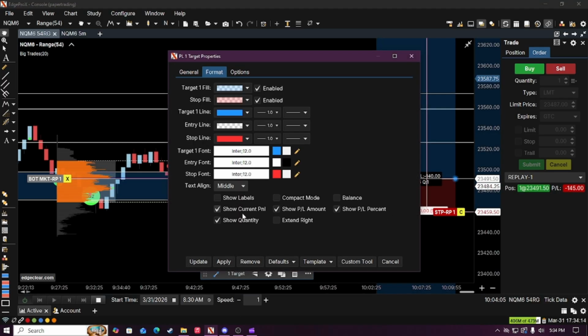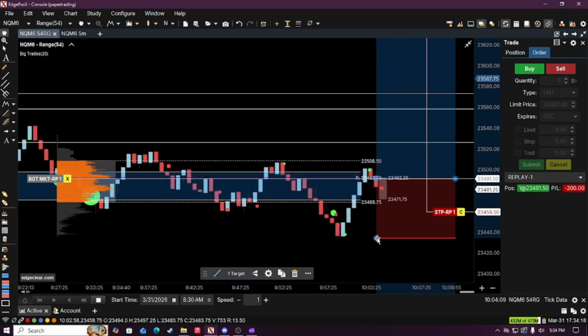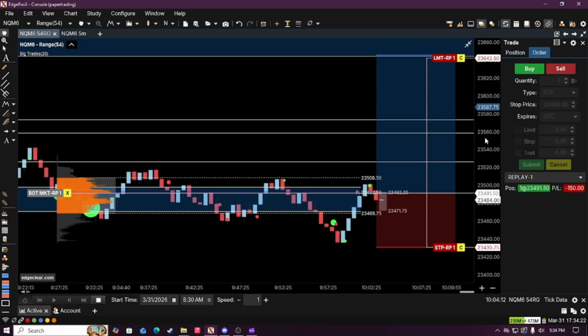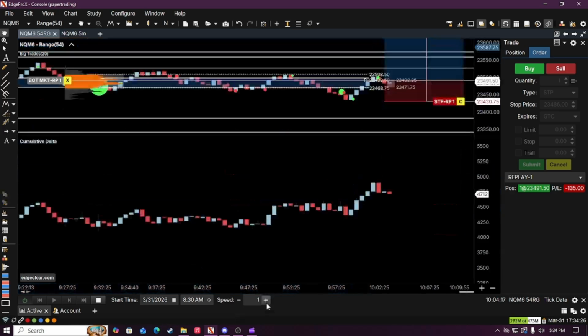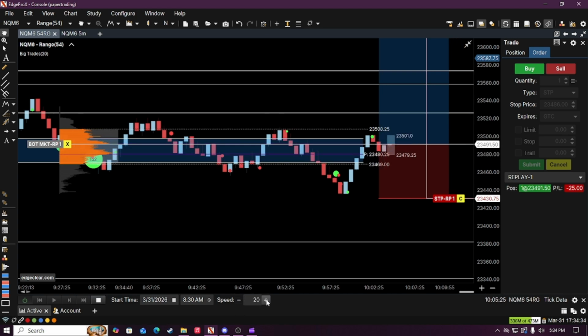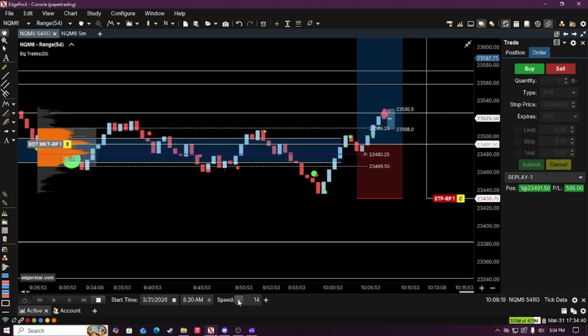Let's do this. Show levels no update. And well, no, yeah, cover ourselves here. We don't want any unnecessary risk. And let's see how the trade went, obviously. So we started with a little bit of drawdown, doesn't bother us. And eventually, well, we went up.